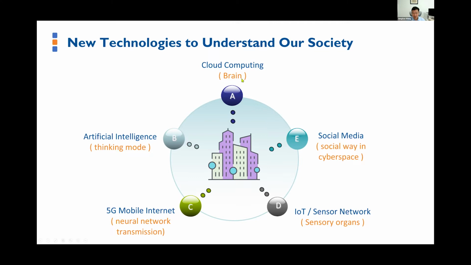For example, cloud computing is like the human brain. Artificial intelligence is just like our thinking mode. The mobile internet just simulates human neural network transmissions. And the Internet of Things or sensor networks are like our sensory organs. Social media is just like social ways in cyberspace, right?